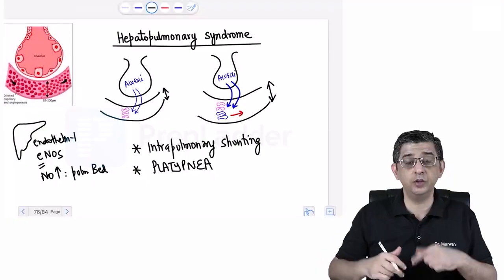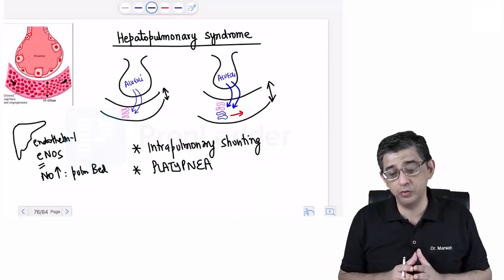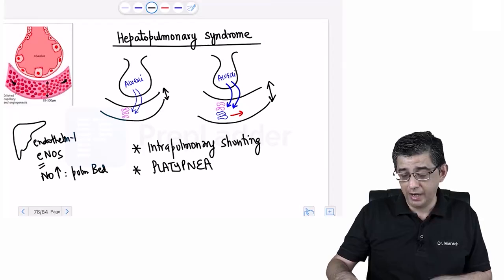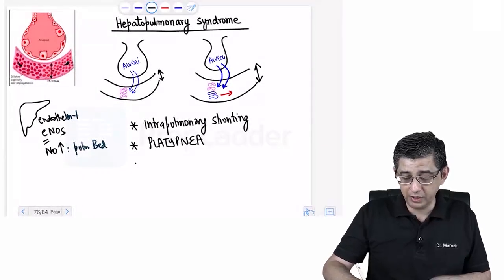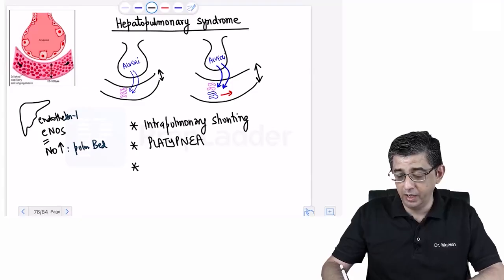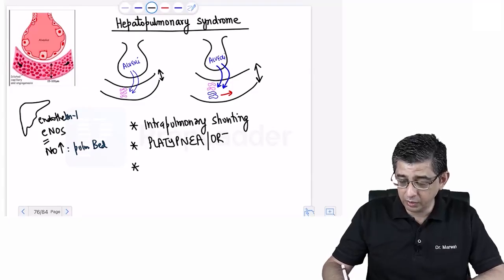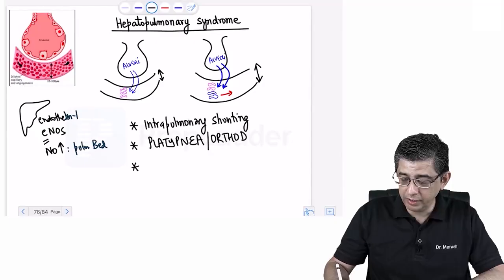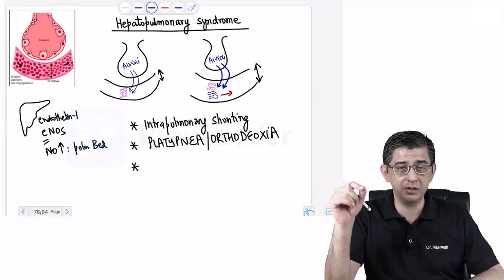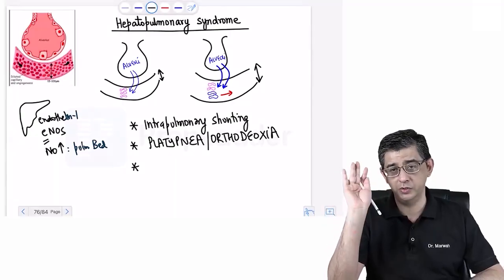In spite of the fact that the blood supply is more, still there is a perfusion defect which is occurring in these patients, and the very characteristic manifestation of this condition, platypnea, is what I have highlighted. In fact, in MCQs, instead of writing the word platypnea, they might even write the word orthodeoxia, which simply means that there is a drop in oxygen saturation when the patient changes position.